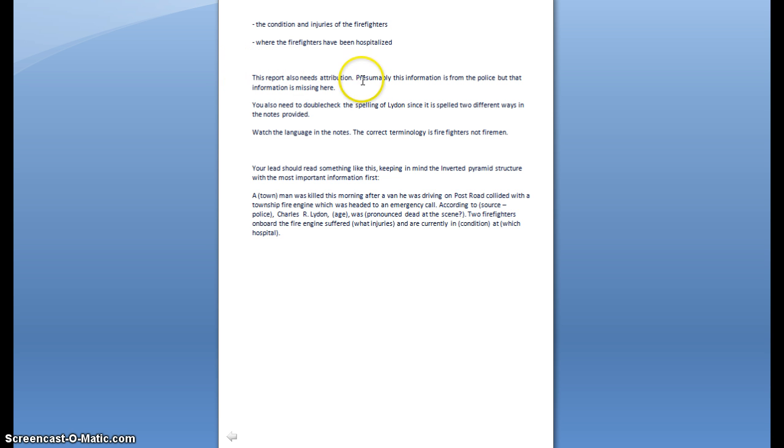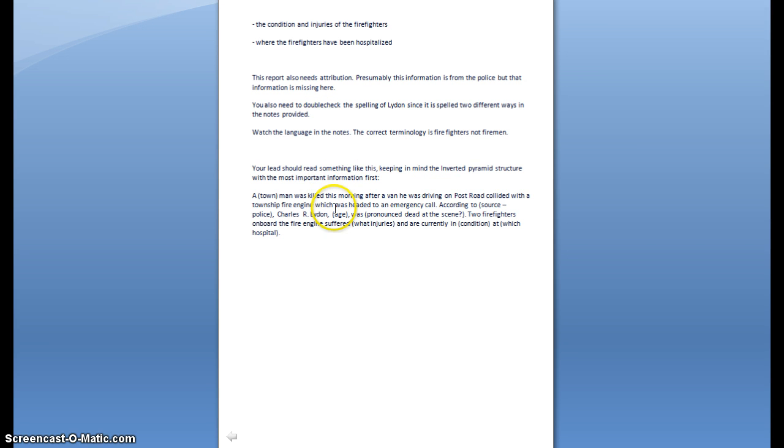This report also needs attribution. Presumably this information is from the police, but the information is missing here in the notes. So you need some attribution here. You also need to double check the spelling of Lydon, since it was spelled two different ways in the notes provided. Final thing is watch the language in the notes. The correct terminology these days would be firefighters, not firemen. You cannot assume that the firefighters were men. And even if they were men, the correct terminology is to go gender neutral.